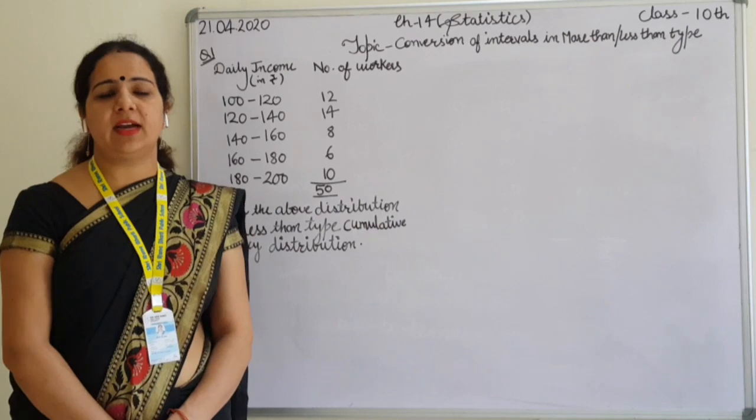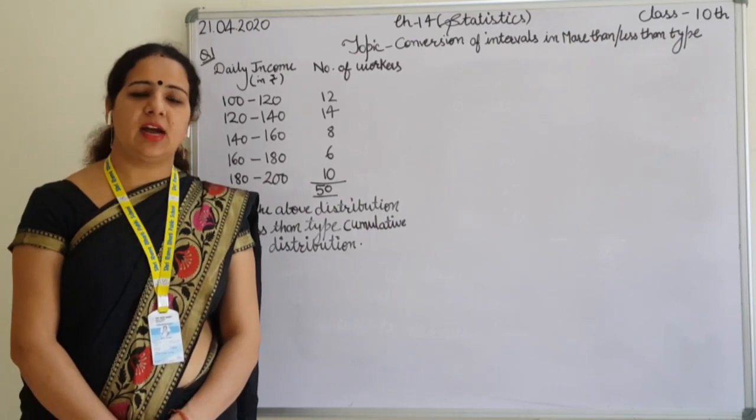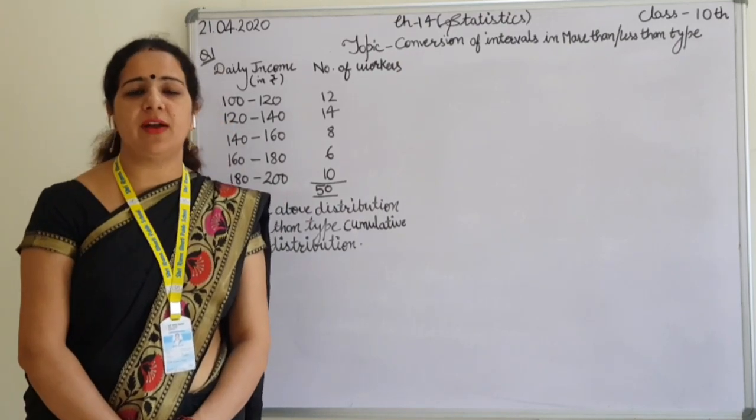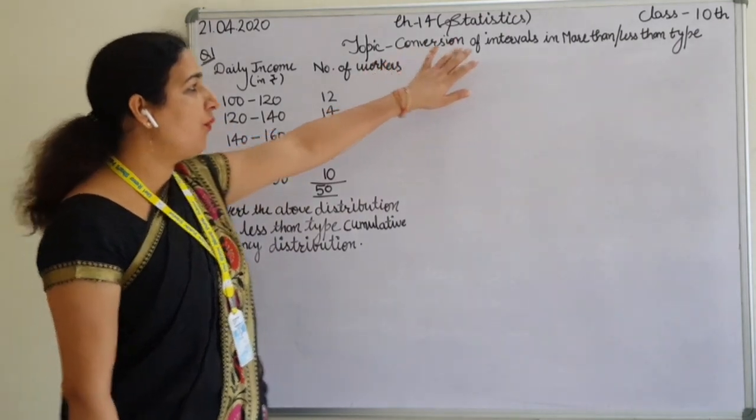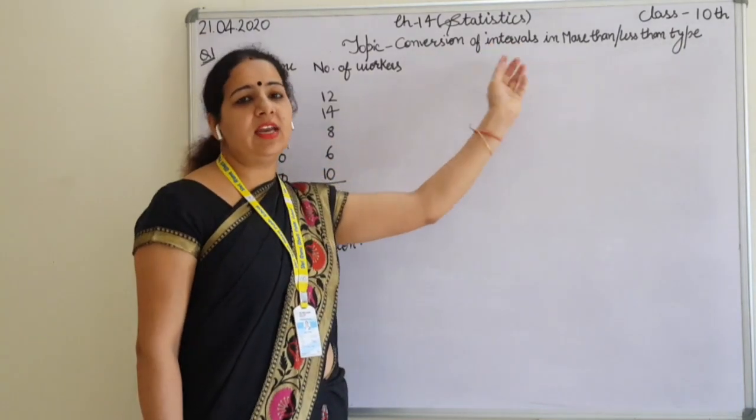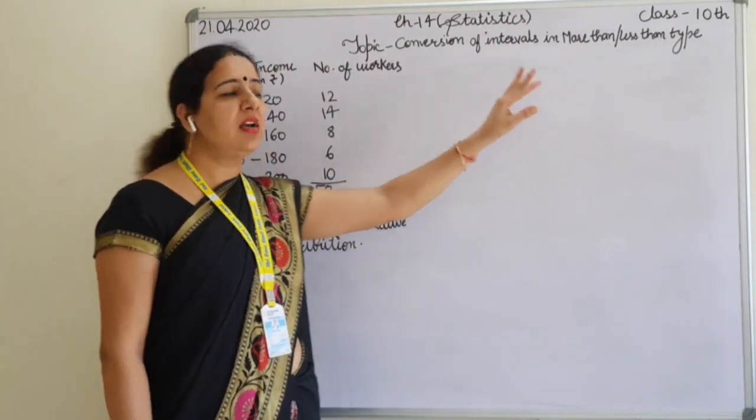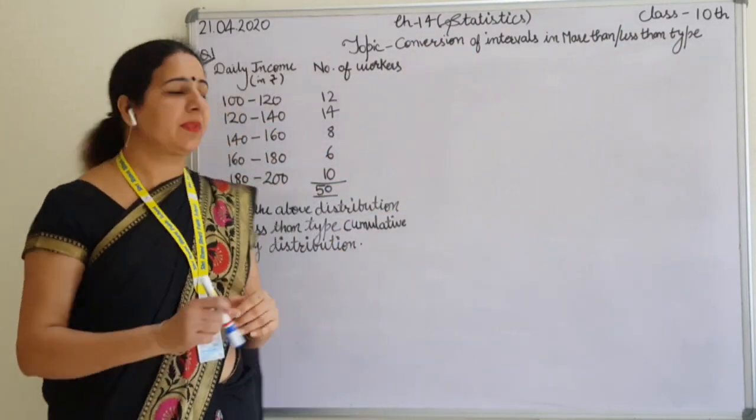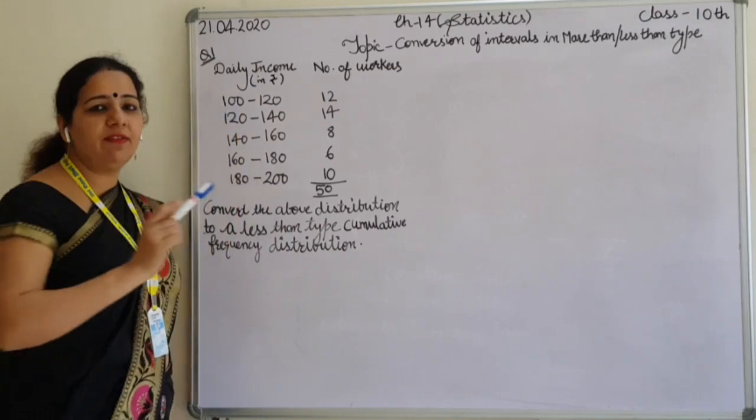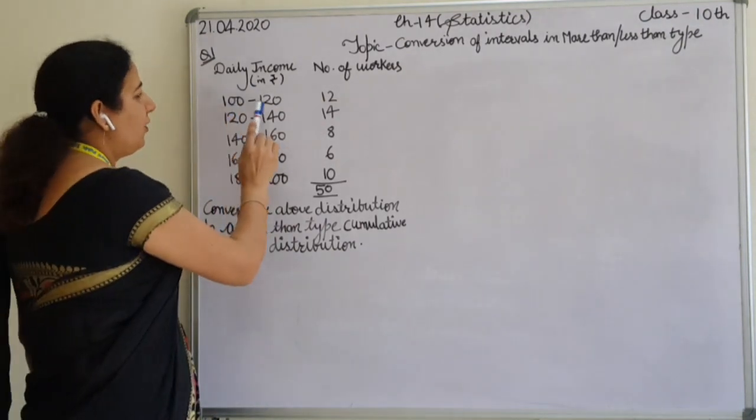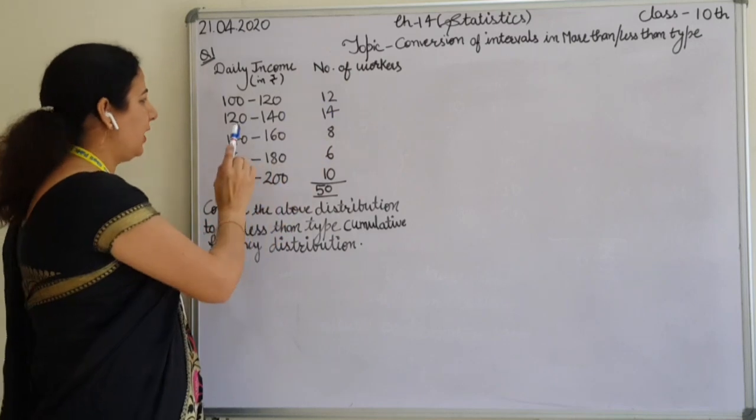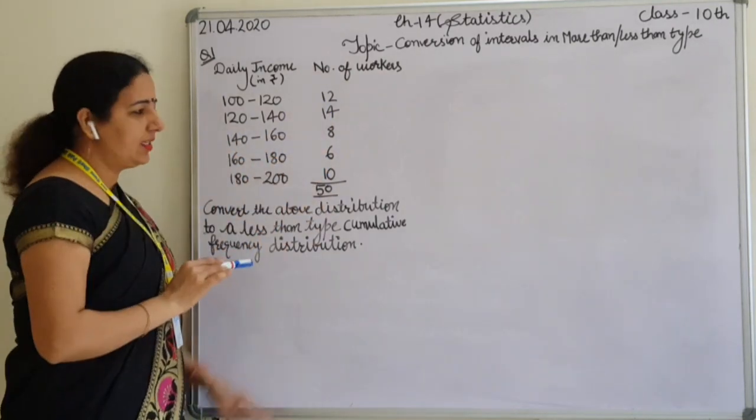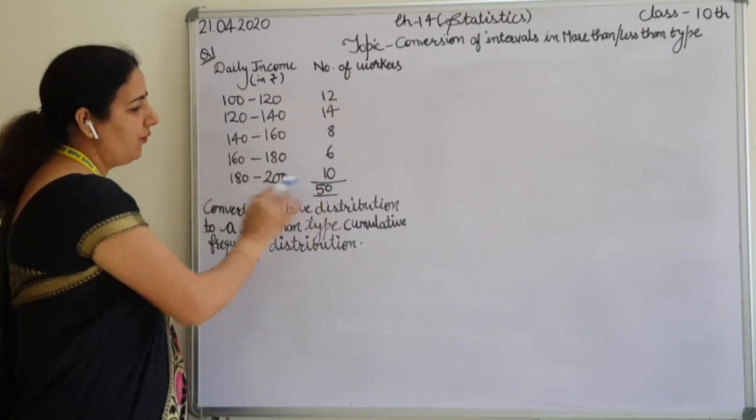I have taken one example from your NCERT only, in which intervals are given. In the last class, we discussed conversion of less than and more than into intervals. In this class, conversion of intervals into more than and less than type. 100 to 120, 12 workers are there. 120 to 140, 14 workers are there. And like this. The total number of workers is 50.